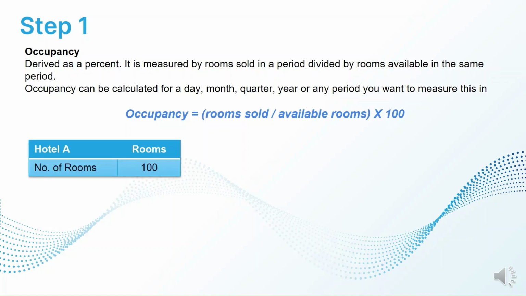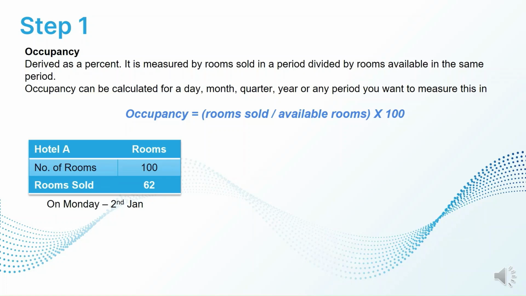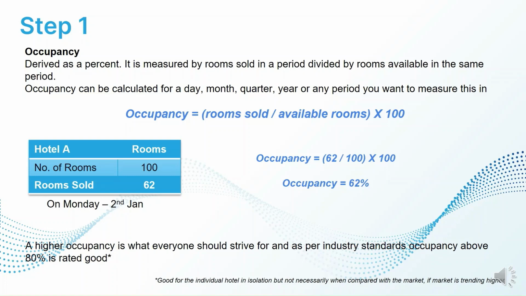Now let's take an example of a hotel A. It has got 100 rooms available. On the 2nd of January, it sold 62 rooms. Therefore, the occupancy is 62 divided by 100 multiplied by 100, which becomes 62%. Now, the higher the occupancy is what everybody should be striving for. And ideally, without any market benchmarks, an 80% and above occupancy is considered relatively good.